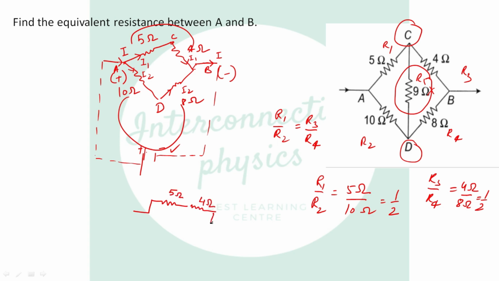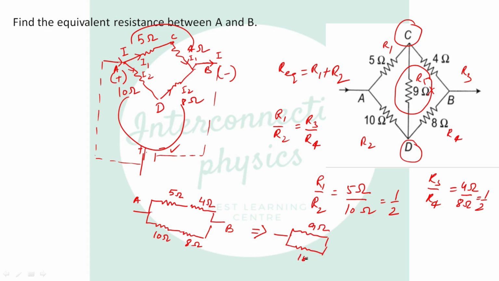So the equivalent diagram will be 5 ohm, 4 ohm and 10 ohm and 8 ohm. This is point A and this is point B. Now, what will be the result of these two resistors? 5 plus 4, because they are in series and for series the answer is R1 plus R2. So 5 plus 4 is 9 ohm. So the equivalent diagram again: this 9 ohm and this is 18 ohm. This is point A and B.